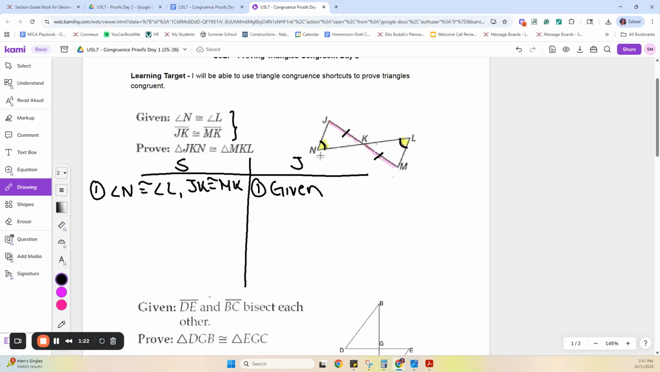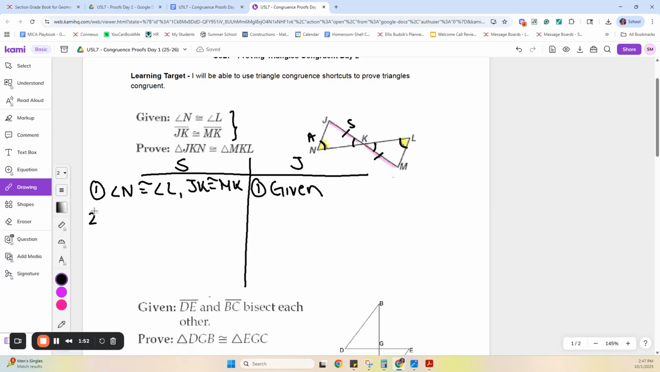Now, our goal is to have 3 pieces of information marked on each triangle. So far, I have 2. I have an angle and I have a side. Over here, I have an angle and a side as well. What is that third piece of info that we can mark ourselves? Well, I know that we can mark anything about overlapping sides, and we can mark anything about vertical angles. So do we have either of those here? And yeah, we do. We have vertical angles right here.